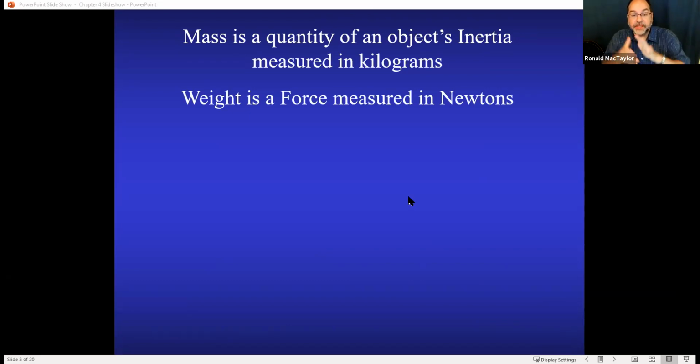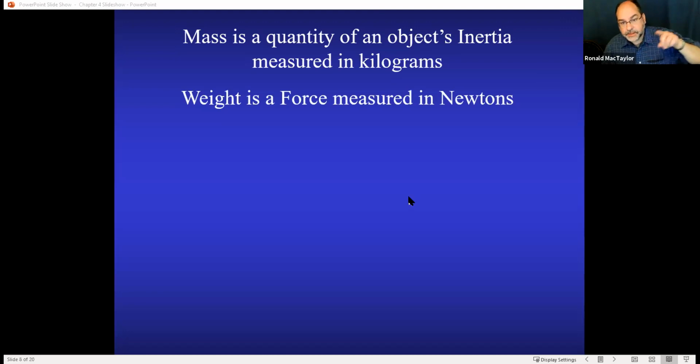Mass represents the quantitative measurement of how much inertia an object has. Inertia being the thing that we're talking about when we say an object at rest tends to stay at rest. How strongly does it want to stay at rest? How much motivation does it have to stay at rest? Well, that depends how much inertia it has. And that is represented in kilograms.